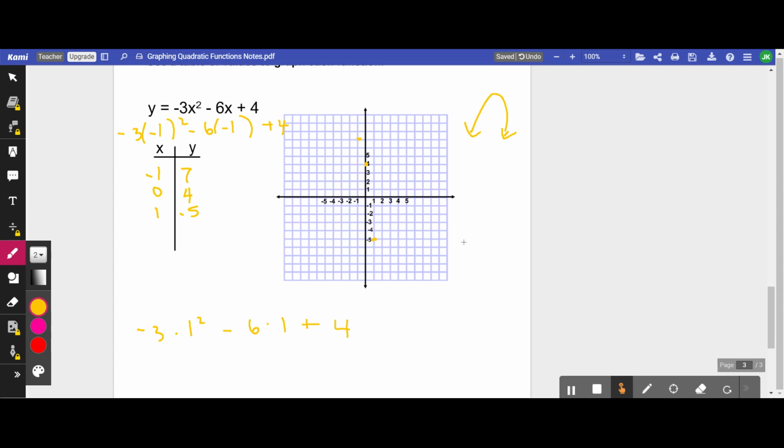So that means it's going to continue going over this way because you know it's opening downwards. It couldn't be opening upwards. You shouldn't sub in these values. So it's coming this way. So then you should sub in negative 2 next to see what happens there.